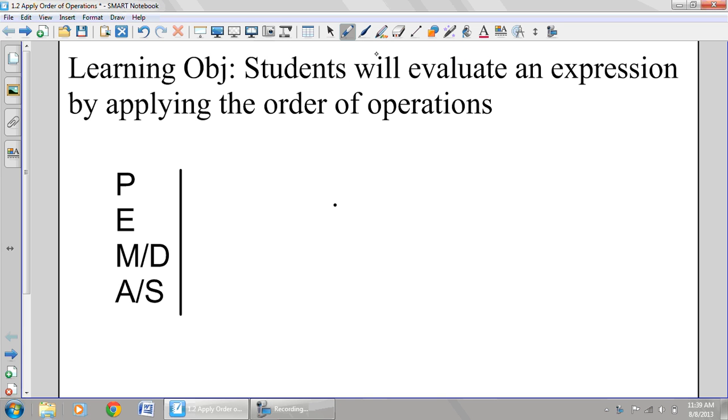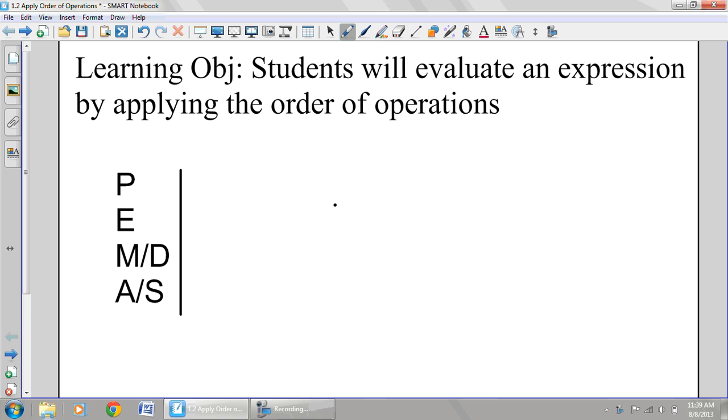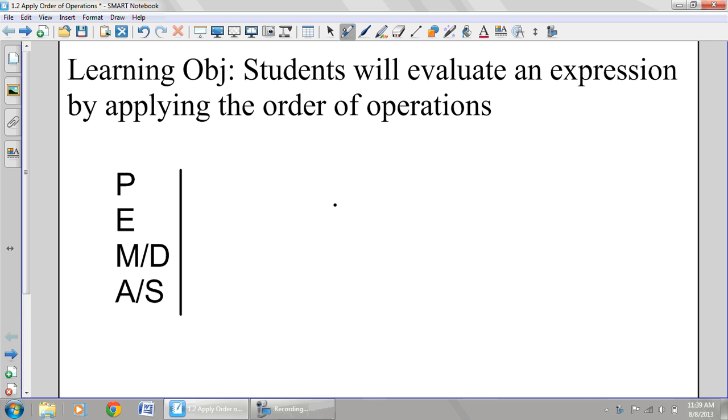Good morning. Today you will learn how to evaluate an expression by using the order of operations. In elementary school, you might have learned it as "Please Excuse My Dear Aunt Sally," where P stands for parenthesis, which looks like this, and E stands for the exponent.